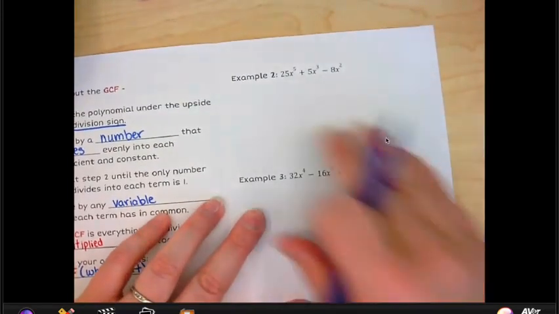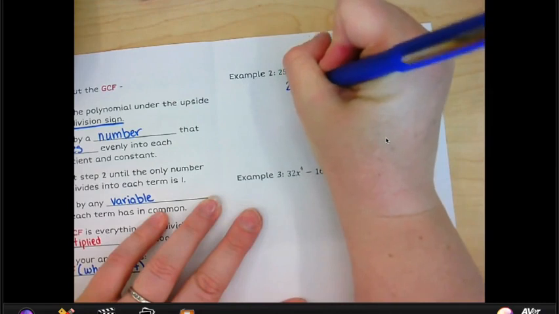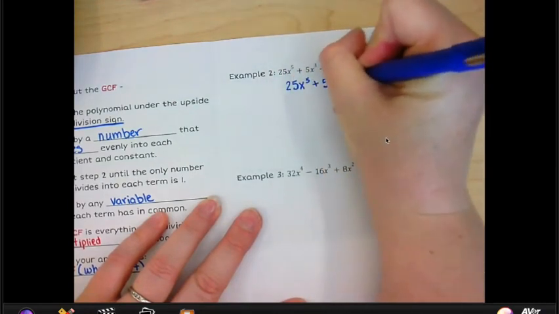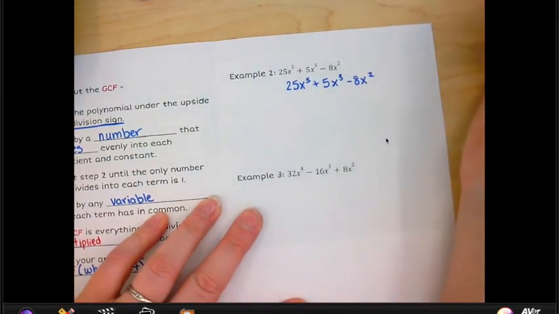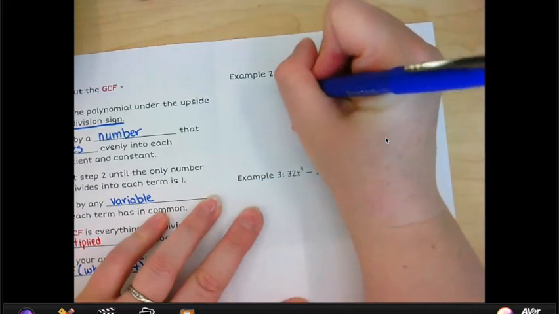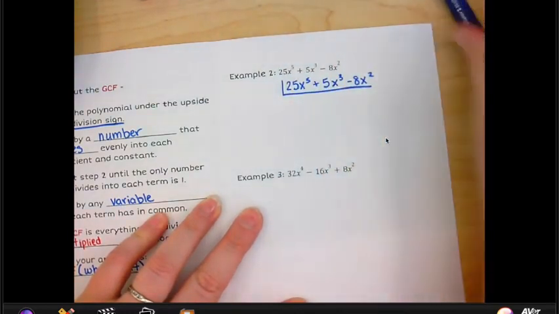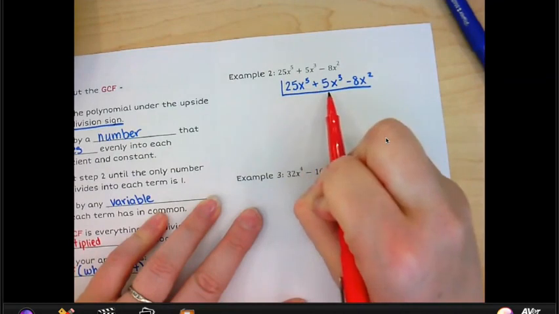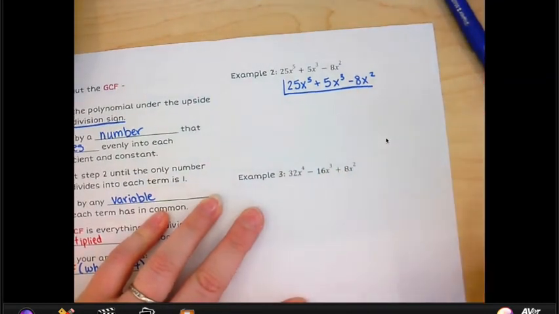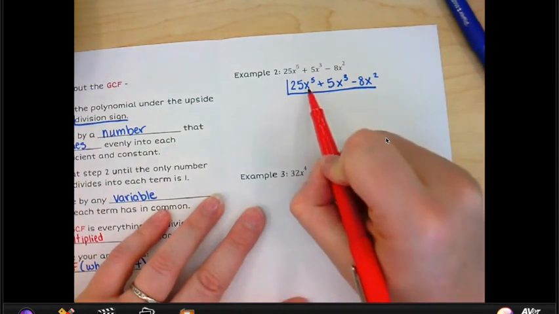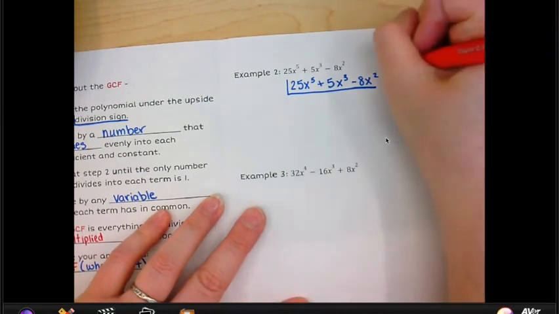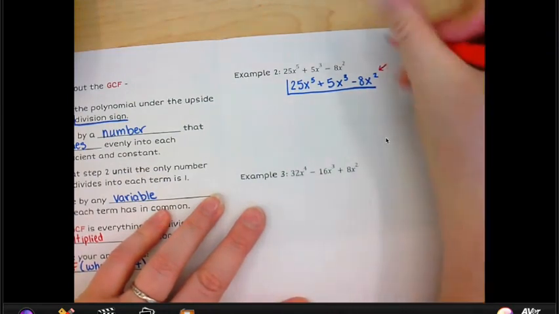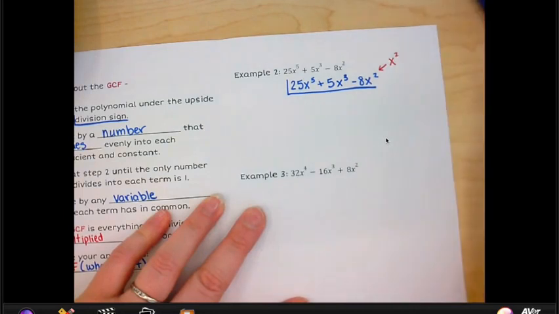Let's look at example number 2. So again, I'm going to rewrite this. We have 25x to the 5th plus 5x to the 3rd minus 8x squared. Dividing this, looking at first our numbers, I have 25, 5, and negative 8. I can't divide those by any numbers, but do notice that each of these terms has an x. When we're looking at this, we want to look for the smallest exponent, which here is x squared.